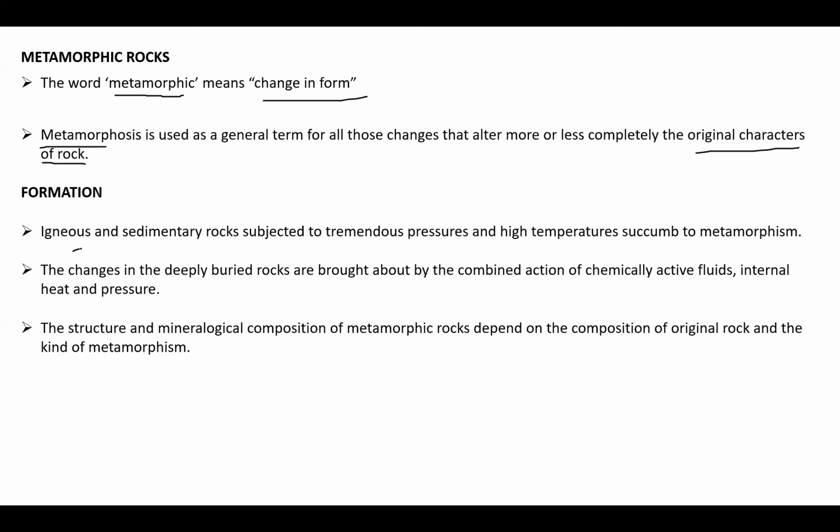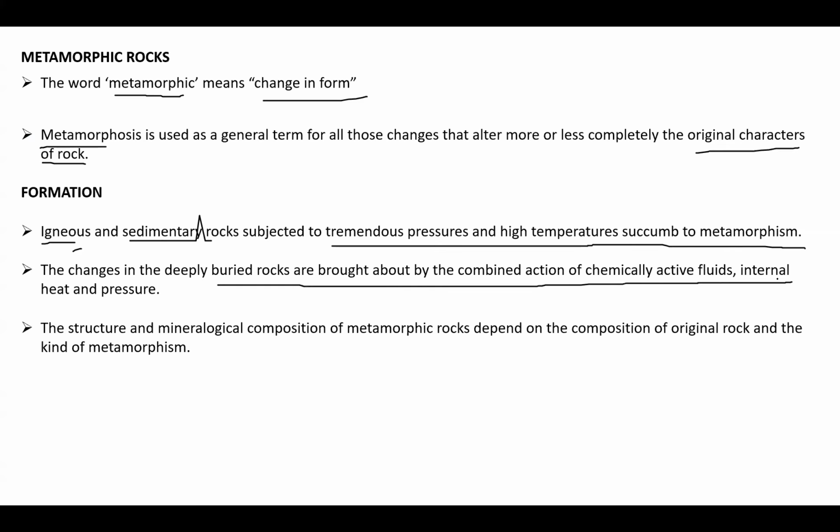So how are they formed? Igneous and sedimentary rocks subjected to tremendous pressure and high temperature succumb to metamorphism. So due to the high pressure and temperature on these igneous and sedimentary rocks, it leads to the formation of metamorphism. The changes in the deeply buried rocks are brought about by the combined action of chemical activity, like fluids, and internal heat and pressure. So due to this heavy temperature and pressure, what happens to these igneous or sedimentary rocks? Some changes will happen with the combination of chemically active fluids and intense internal heat and pressure.